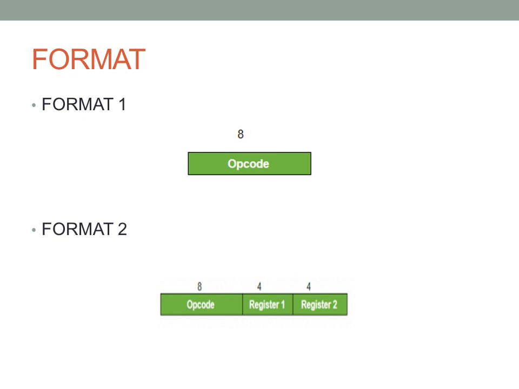Format 1 consists of only one opcode, which is of 8 bits. Format 2 consists of an opcode and 2 registers. Opcode is of 8 bits, register 1 is of 4 bits, register 2 is of 4 bits. In total, it is of 16 bits.